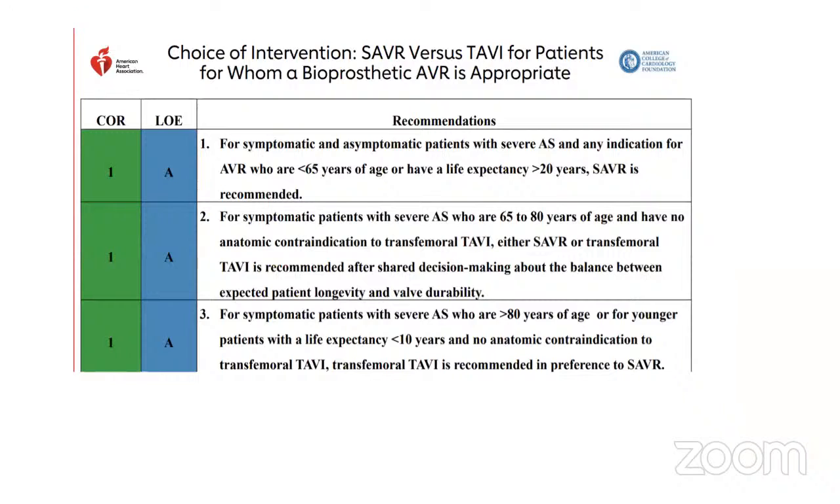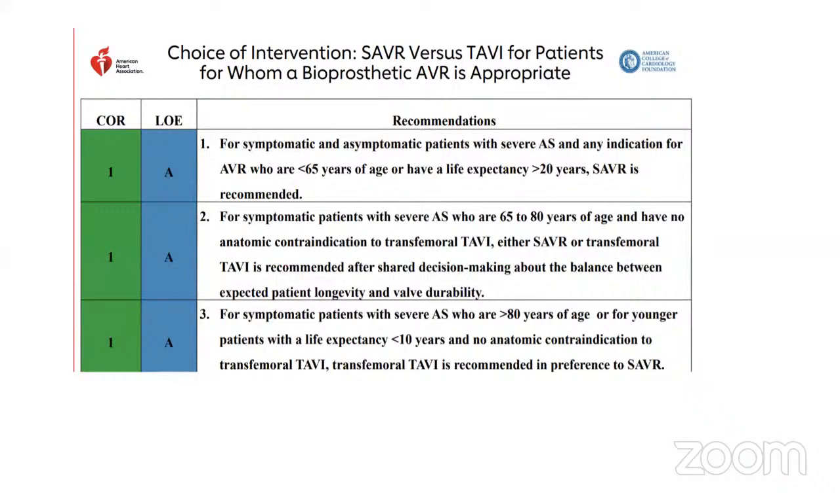Now the American guideline for SAVR versus TAVI in patients who are appropriate for diagnosis, symptomatic and asymptomatic patients with severe AS and any indication for AVR and age less than 65, or have life expectancy more than 20 years, SAVR is recommended, class 1. For symptomatic patients with severe AS aged 65 to 80 with no anatomical contraindication for TAVI, either SAVR or TAVI is recommended after a shared decision in the heart team.